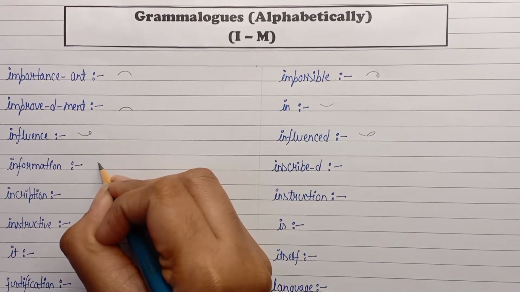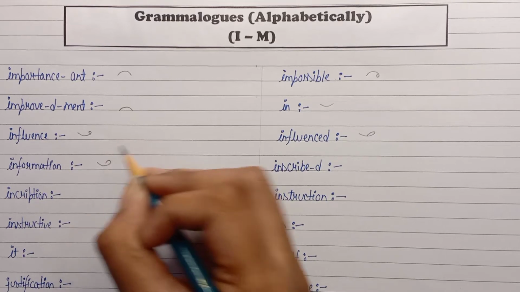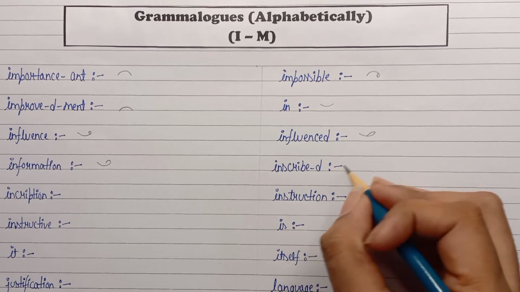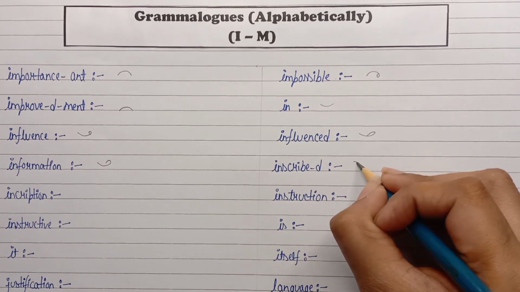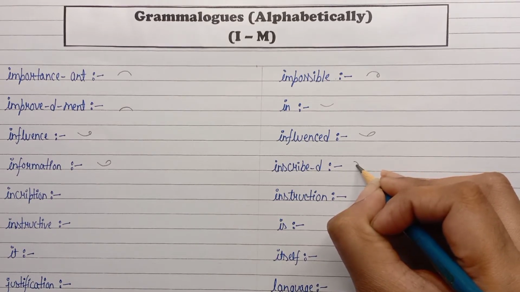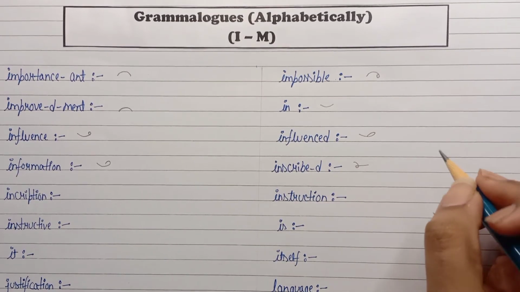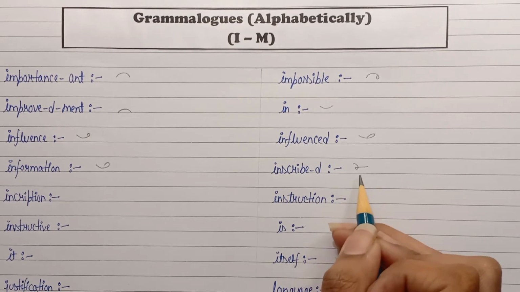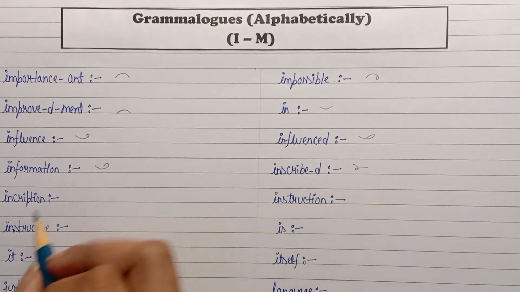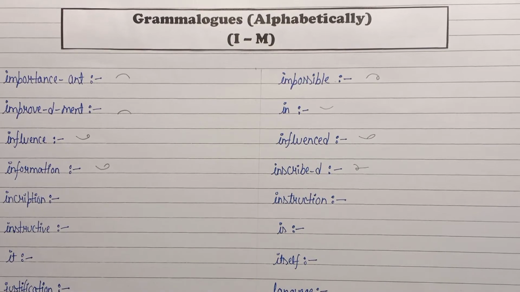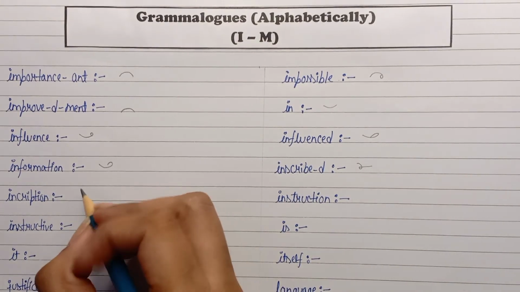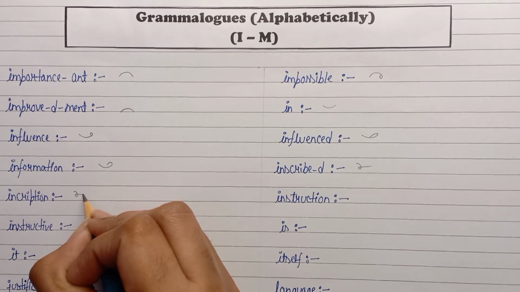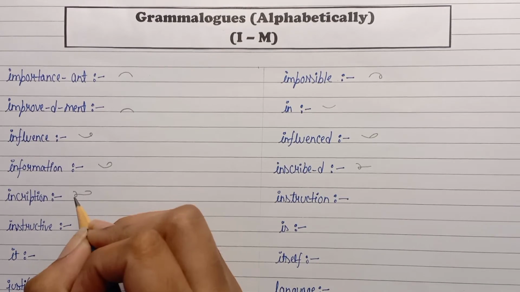Information. Inscribe, inscribed. So, N S K. Inscribed. Okay, inscribe and inscribed, for both we will use a similar outline. Next is our inscription. Inscription.